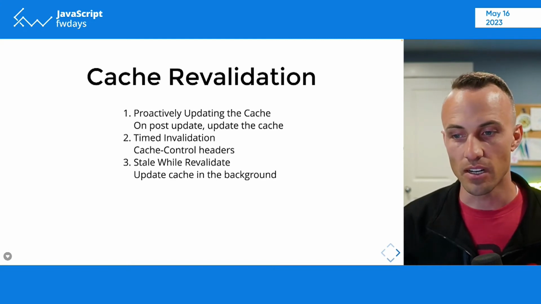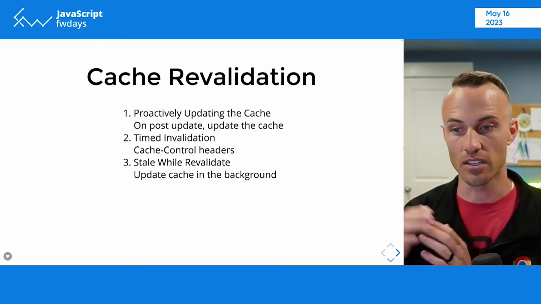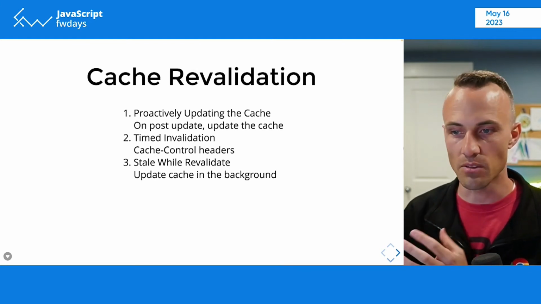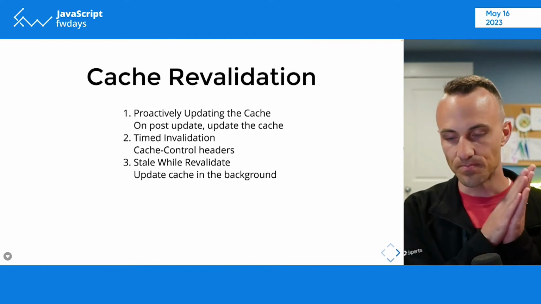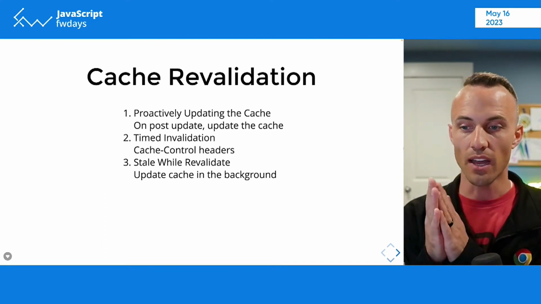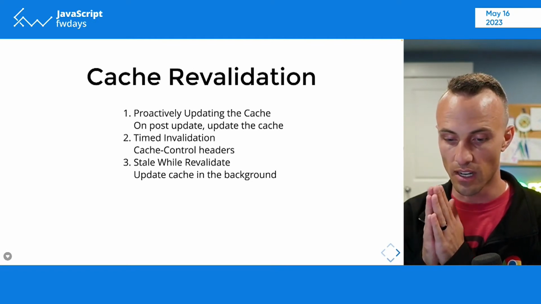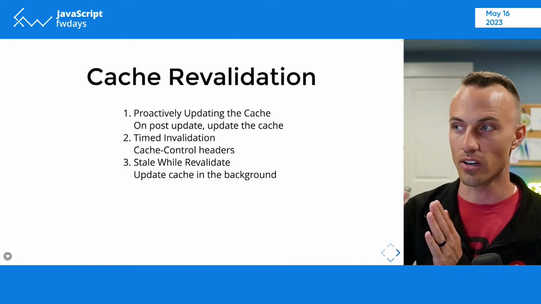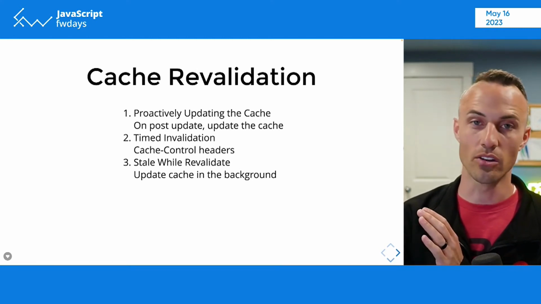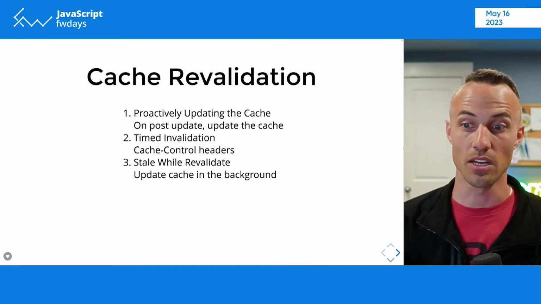Another option here is stale-while-revalidate. This basically is an extension on top of the cache control idea, or the timed invalidation idea, where you say, okay, I want you to hang on to the cache for 60 seconds. But let's say that revalidating after that 60 seconds is over takes a long time. You don't want your users to have to wait that length of time to get an updated value.